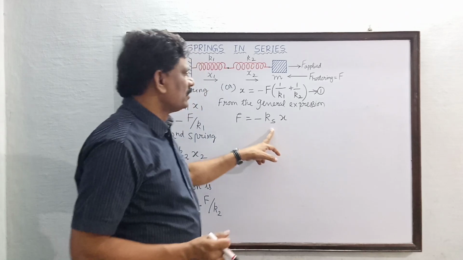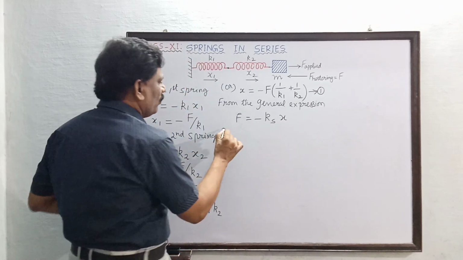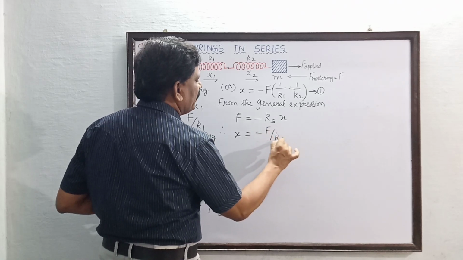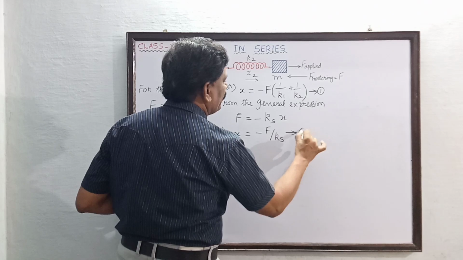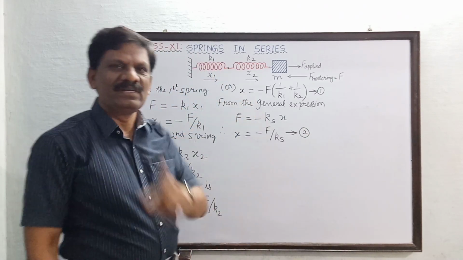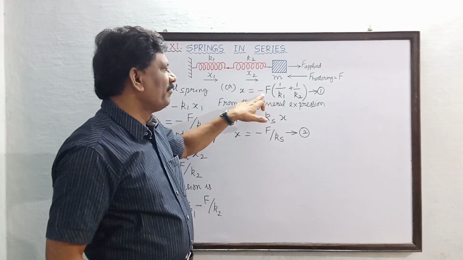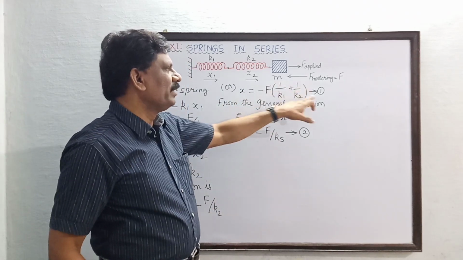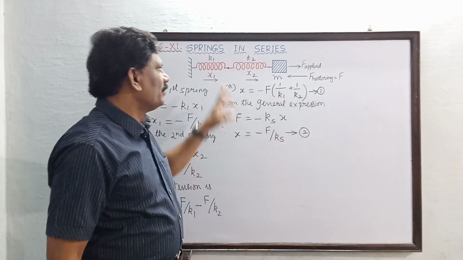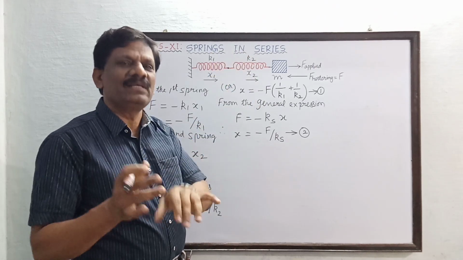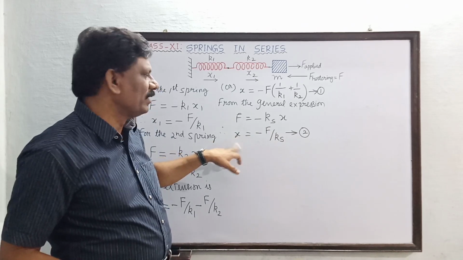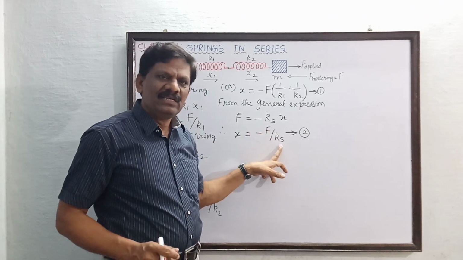Therefore, x is now equal to minus F divided by K series. This will be our equation number 2. From the first equation, x is equal to minus F into 1 by K1 plus 1 by K2. This is when two springs are connected in series. Suppose these two springs are replaced by a single spring of spring constant Ks, then x is also equal to minus F divided by Ks.